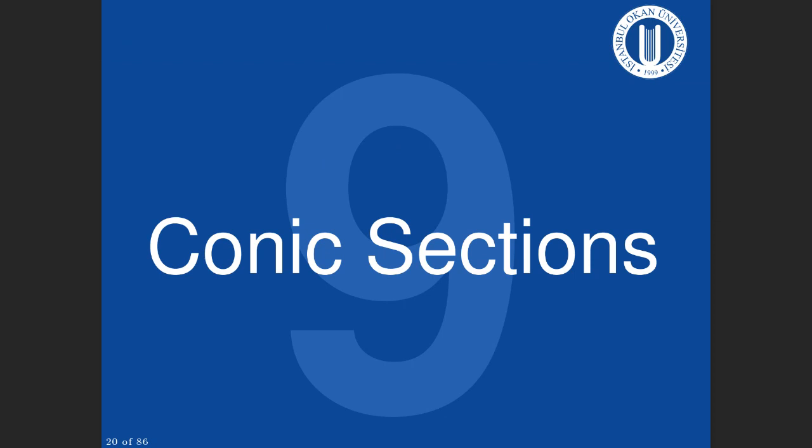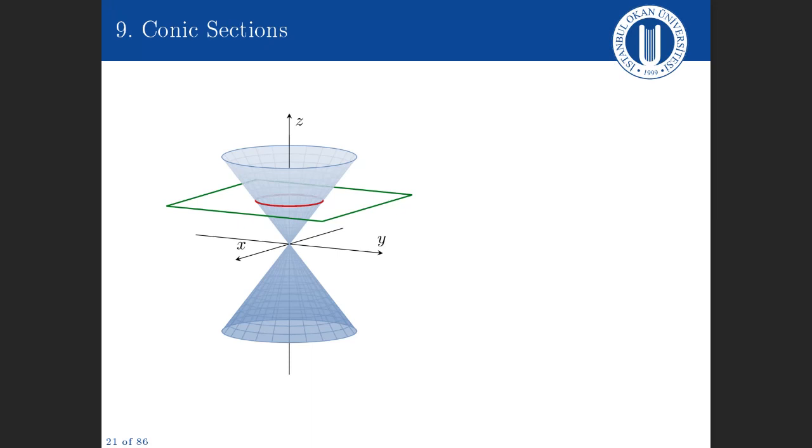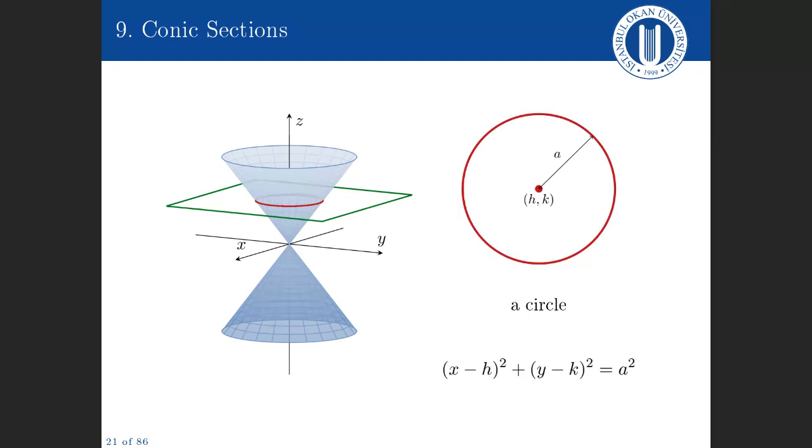Next, I want to talk about conic sections. Let's imagine we have a hollow double cone, and I want to imagine that we're cutting this cone in different ways. First, I want to cut the cone horizontally, or to say it another way, I want to take a horizontal green plane, and look at the intersection between my green plane and my blue double cone. This one's straightforward. The intersection is just a circle, and we know a formula for a circle.